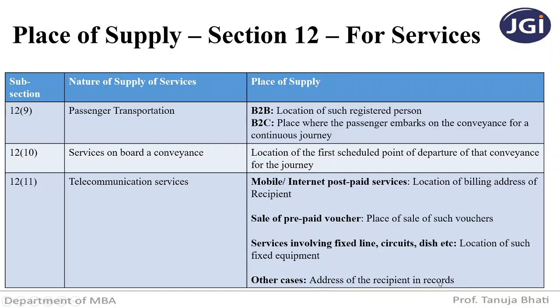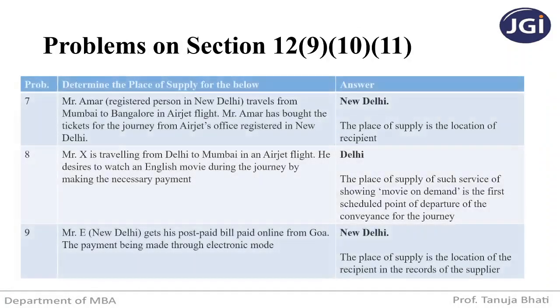So students, you need to remember if this particular type of service is there, what is going to be the place of supply as per section 12 subsection 11. It has to be memorized by you people. So let us see problems on this. So let us see problems on section 12 subsection 9, 10 and 11. So that is case 7, 8 and 9.